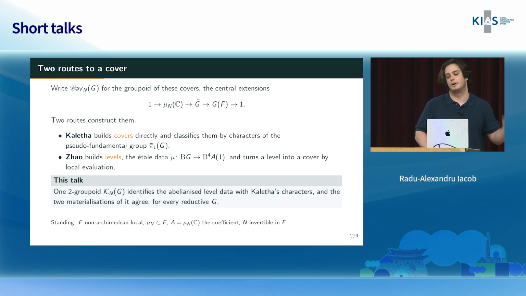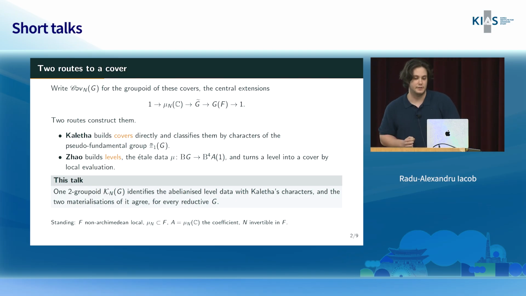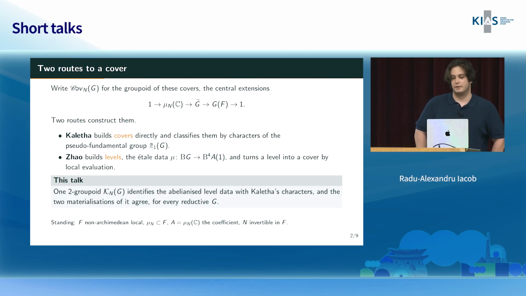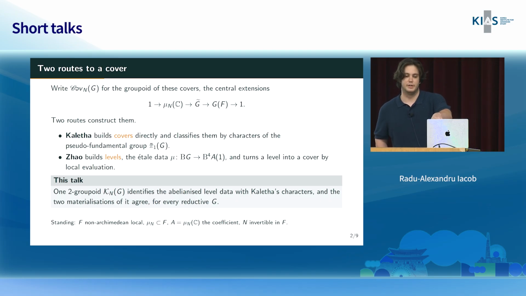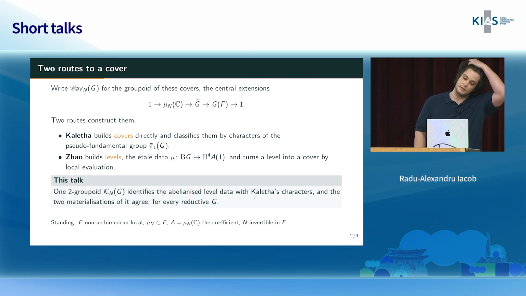The first one is given by Kaletha in his paper, and the second one is given by Ife in his paper. But first of all, let's denote Cov G for the groupoid of these covers with the natural notion of morphism. This is just a commutative diagram where you put G_F and mu_n and C, and then you can easily check this is a groupoid. And in this talk, I'm going to explain how I try to compare these two different constructions of covers in my thesis.